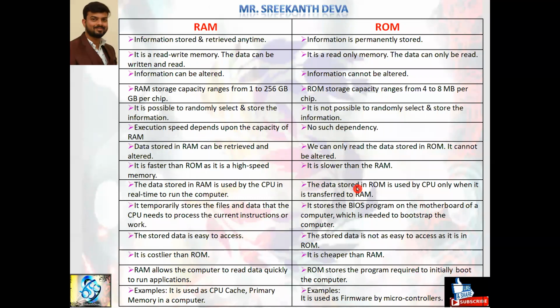But coming to ROM, the data stored in ROM is used by the CPU only when it is transferred to RAM. Try to understand: in RAM, the data stored is used by the CPU in real time to run the computer applications. But in ROM, the data stored is used by the CPU only when it is transferred to RAM. See, I can give a very simple example.